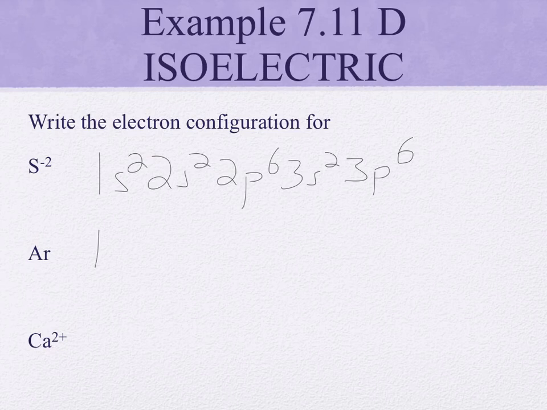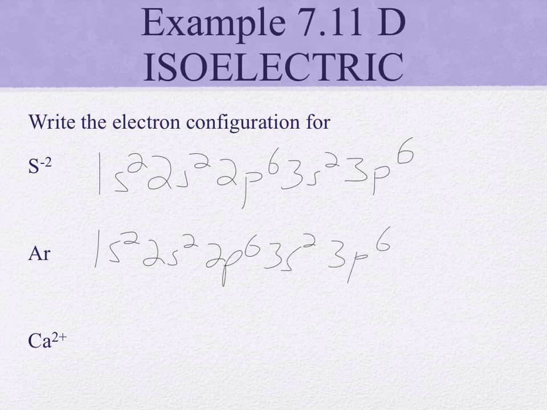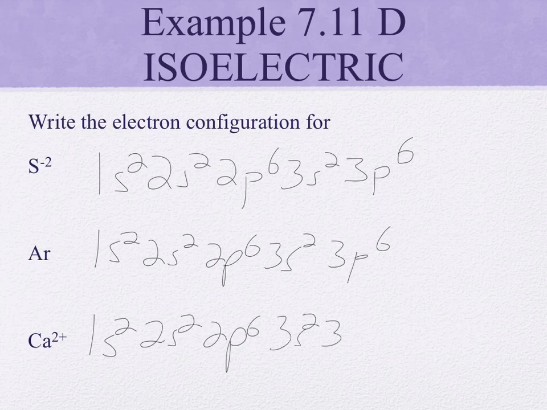Now argon is neutral. Let's take a look here. 1s2, 2s2, 2p6, 3s2, 3p6. Calcium plus 2 ion. 1s2, 2s2, 2p6, 3s2, 3p6, and then calcium has a 4s2, has 2 electrons in the 4s subshell, but the calcium 2 plus ion lost those electrons. They don't exist there. So now we lost that.